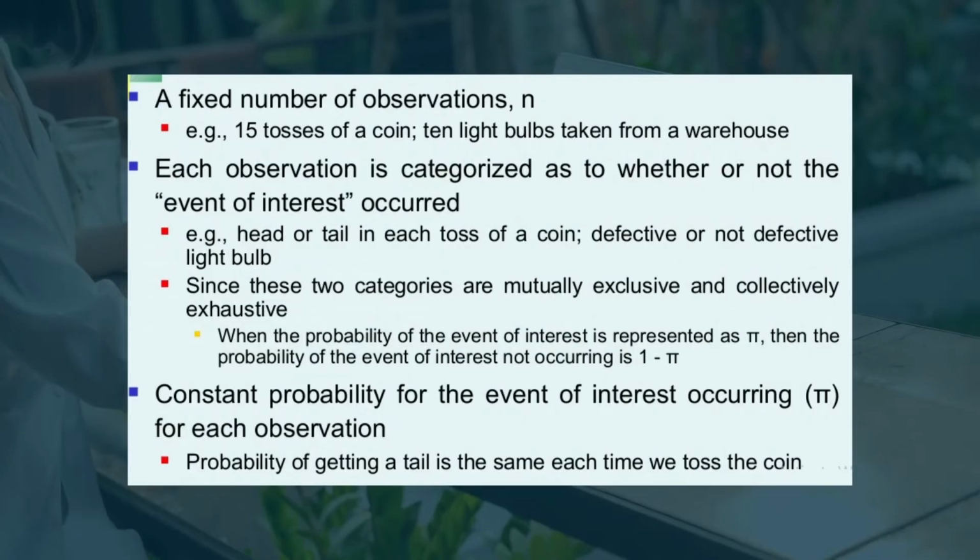Now we are going to focus on the Poisson probability distribution. So a Poisson probability distribution has a fixed number of observations, for example 15 tosses of a coin, or 10 light bulbs taken from a warehouse. Each observation is categorized as to whether or not the event of interest occurred: head or tail in each toss of a coin, defective or non-defective light bulb. Since these two categories are mutually exclusive and collectively exhaustive, when the probability of the event of interest is represented as pi, then the probability of the event of interest not occurring is denoted by 1 minus pi. So the constant probability for the event of interest occurring is pi for each observation. Probability of getting a tail is the same each time we toss the coin.